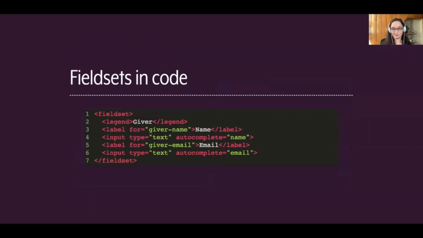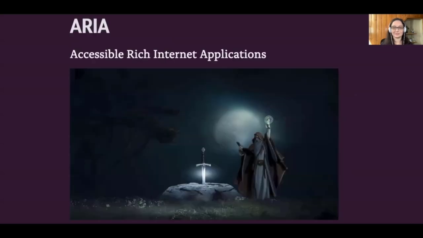Okay, and I've provided some code here for you. And again, these slides are all available. So if you want to go and inspect the code yourself on the given slides, you can. So in this code, we have a field set element and we put a legend element as the first child. So the legend here is giver. Then we have two inputs and each input has its own label. So even though there's a field set, the label is still important for each individual field. All right, so that's the end of our HTML segment.